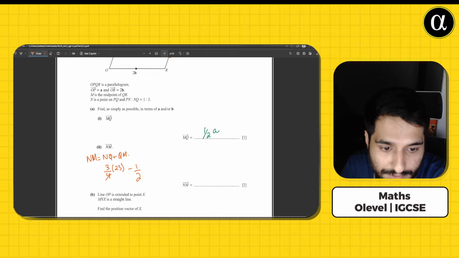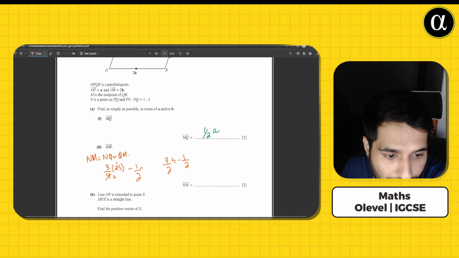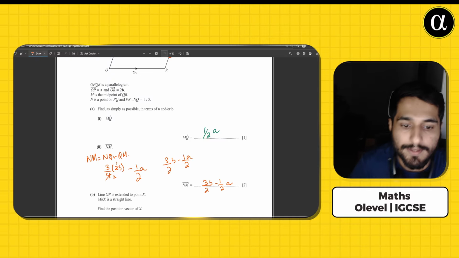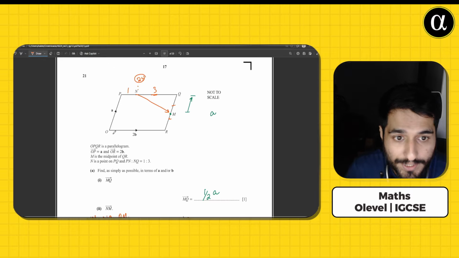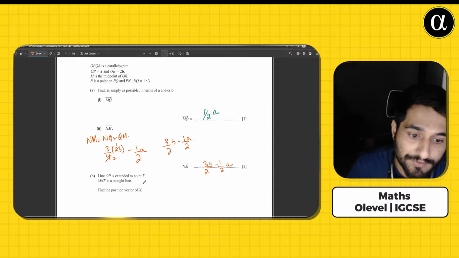So when we solve this further, this can be simplified as 1 and 2, and this is going to give us 3 over 2b minus half of A. All right, so it's going to be 3 over 2b minus half of A. The next part says line OP is extended to point X. Now OP is extended to point X and M and X is a straight line as well.